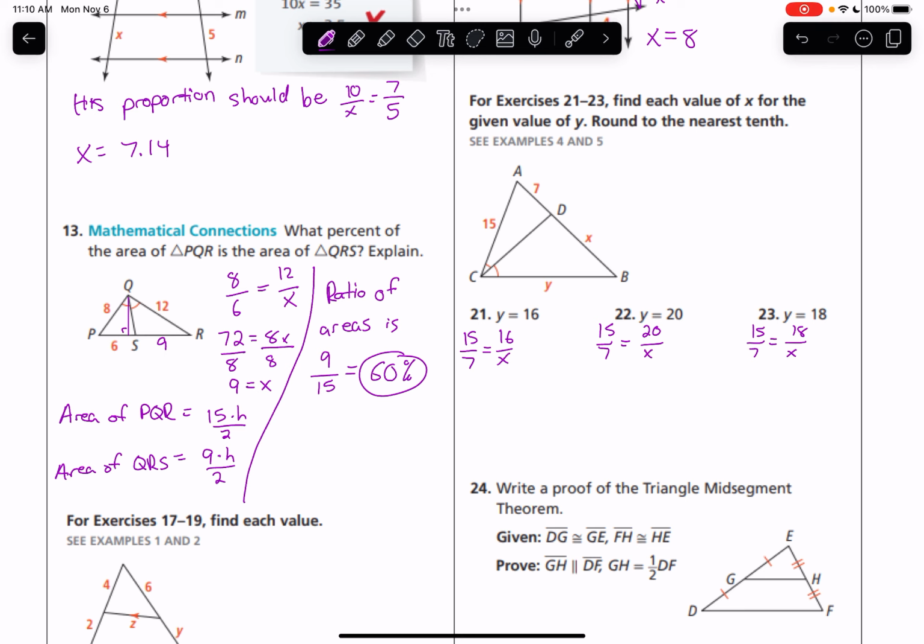And for 21, I'm going to get x equals 7.46. So 7.5 rounded to the nearest tenth. For 22, I'm going to get x equals 9.3 if we're rounding to the nearest tenth. And for 23, I'm going to get x equals 8.4.